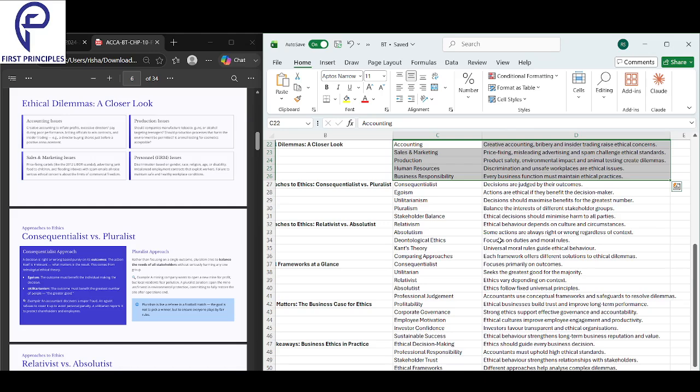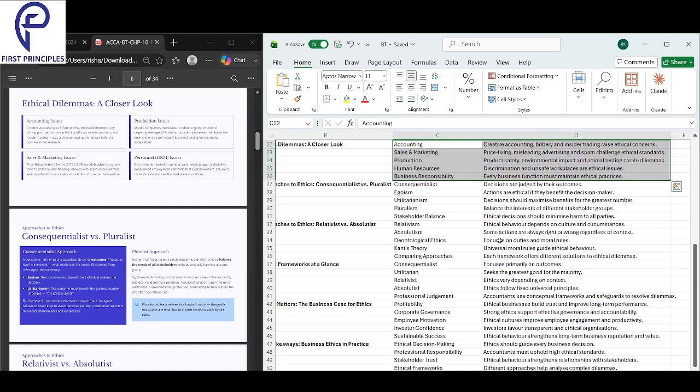Discrimination and unsafe workplaces are ethical issues. Production, product safety, environmental impact, and animal testing create dilemmas. Sales and marketing, price fixing, misleading advertising, and spam challenge the ethical standards. And finally, accounting: creative accounting, bribery, and insider trading raise ethical concerns. In human resources, discrimination and unsafe workplaces are ethical issues.